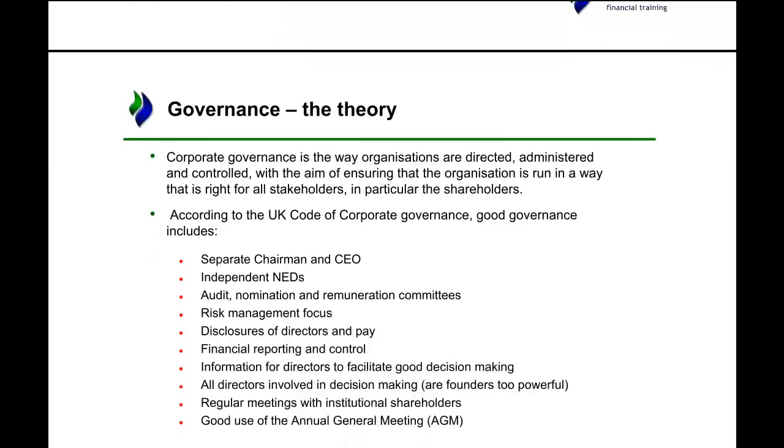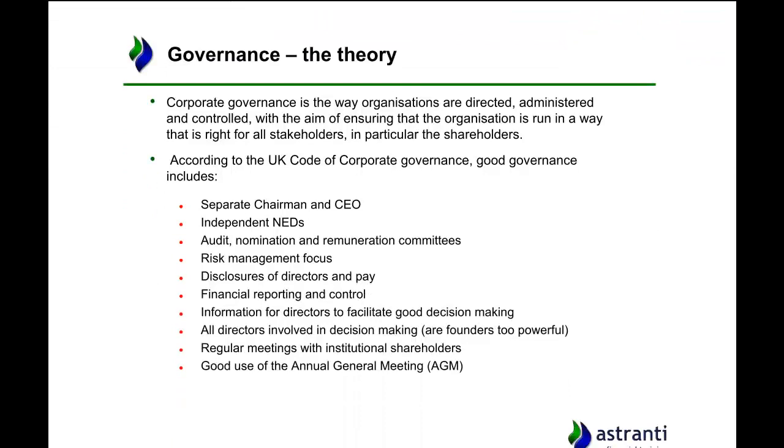So now we move on to governance. Now, governance is essentially the way in which organizations are directed, administered, and controlled. And this is all to do with overcoming the problem known as the agency problem. Now, the agency problem is essentially where you, as the shareholders, are owning a business, but you are employing directors to run the business. But of course, directors will often run the business for themselves, not necessarily for the stakeholders, and in this case, particularly the shareholders.